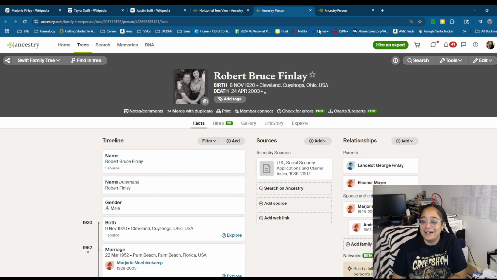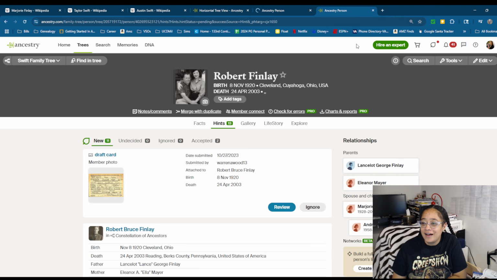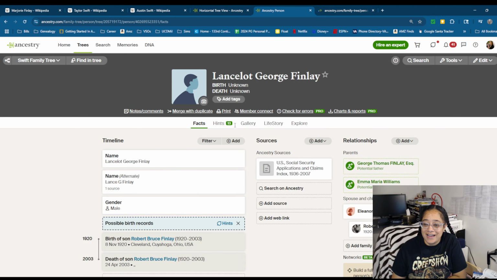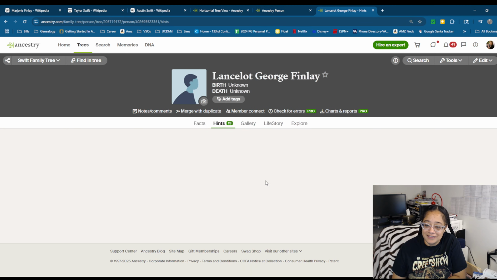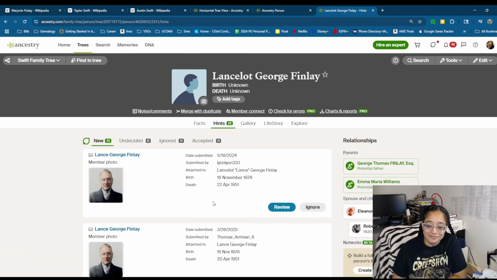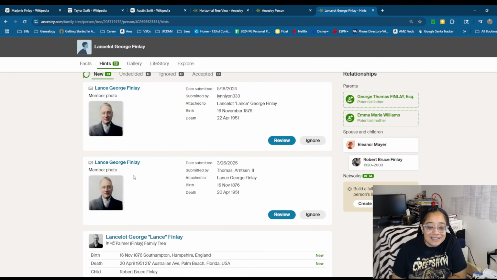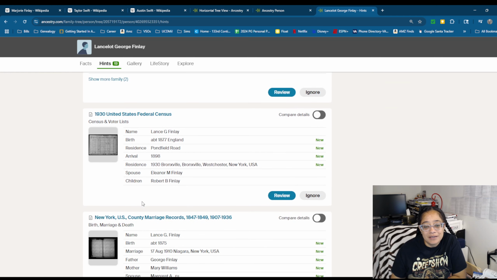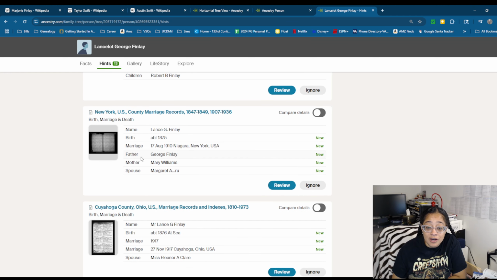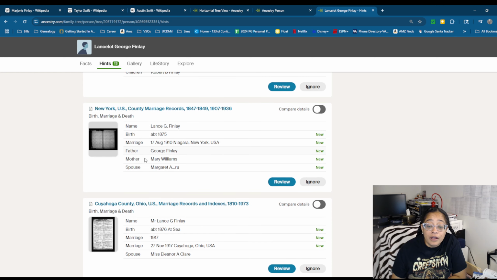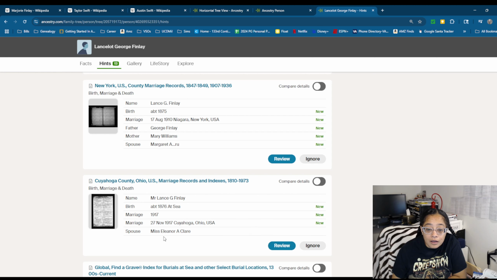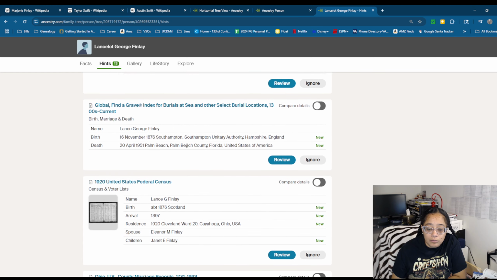So I'm going to go ahead and I'm going to click up to Lancelot, and we're going to make sure he has a facts tab and a hints tab. Again, photos, these are the colored ones. I would love to have the actual black and white one that's like down here in this tree instead. I'm going to skip adding that photo. So here we've got census, we've got marriage. So it looks like he's had a couple spouses himself, okay, which is fine.